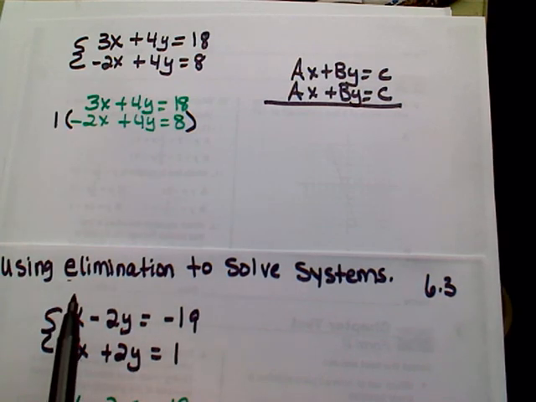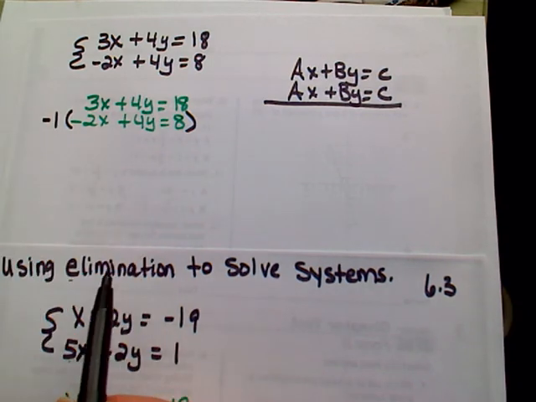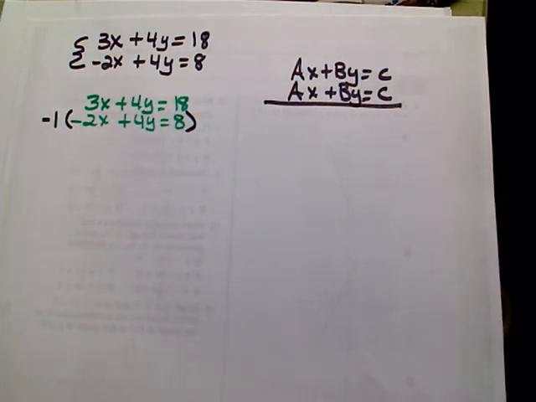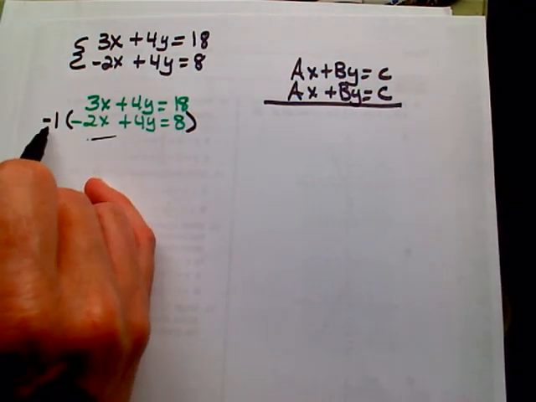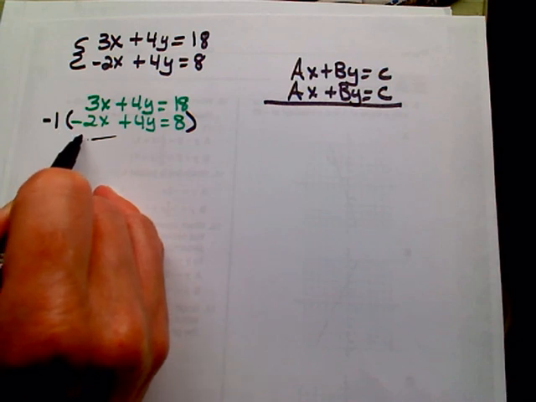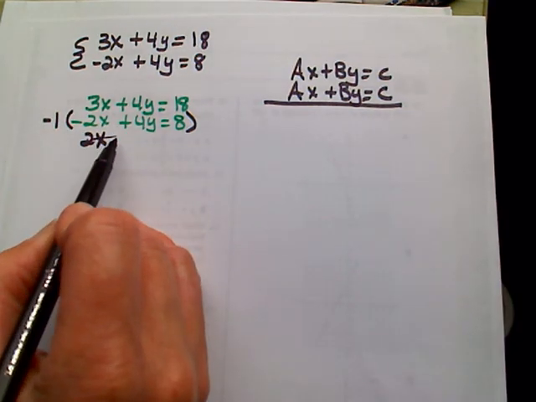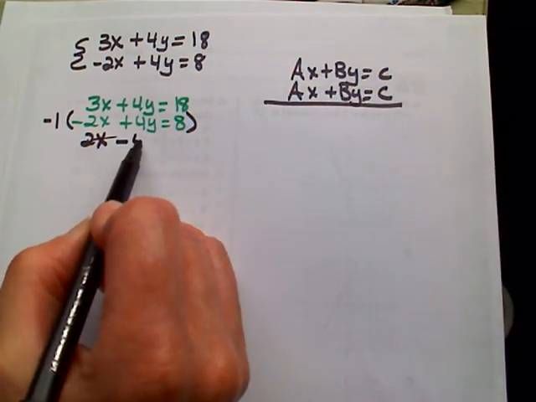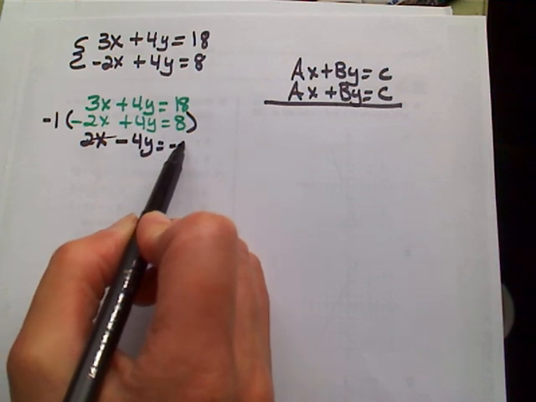But I want to change the sign of that. I want to make it a negative 4. So I'm going to multiply the whole equation by a negative 1 instead. Okay? So by doing this, I can rewrite this bottom equation as negative times a negative will make a positive 2x. A negative times a positive will give me my negative 4y. And a negative times a positive will give me a negative 8.